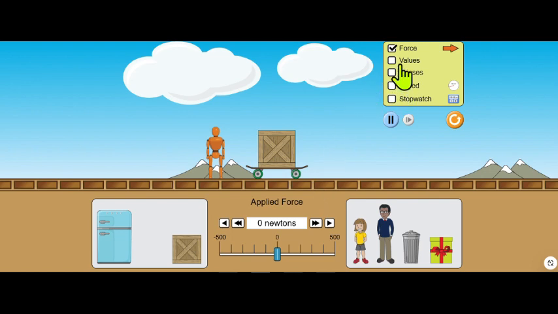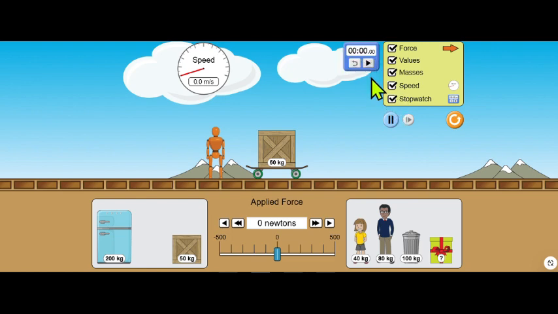Okay, these are the values we have. Let's check this and we shall see the effects on the simulation. This is the time, the stopper. This is the speed, or the velocity at which the object is moving. The mass gives you the value of the mass of the object that is going to be pushed. Okay, so let's start.